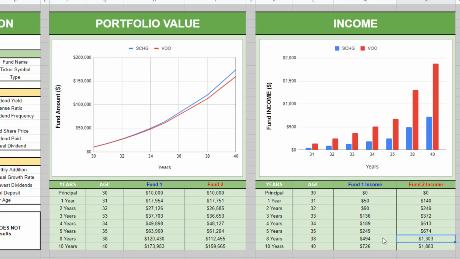Now, of course, you would not invest in these types of funds if you are close to the retirement stage, because these are more growth funds. You would probably switch your holdings over to more of a value dividend type of portfolio. And then obviously these dividend numbers would increase.